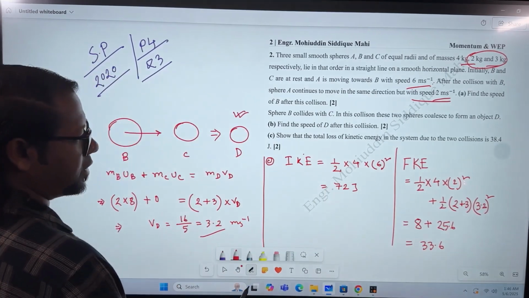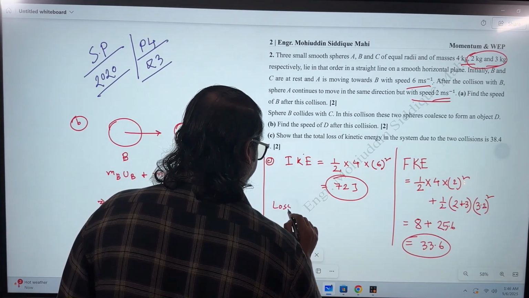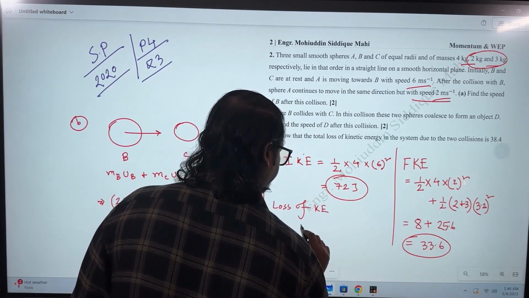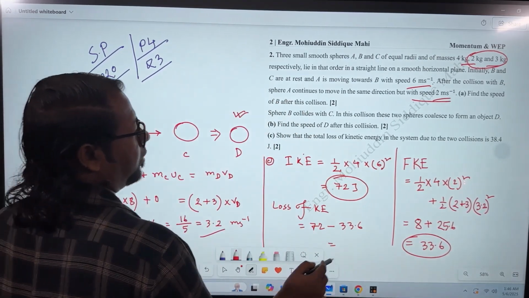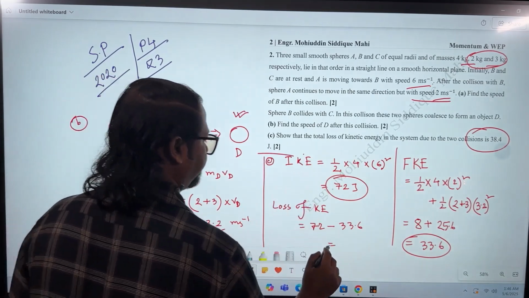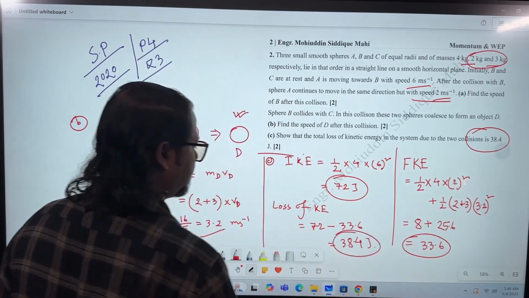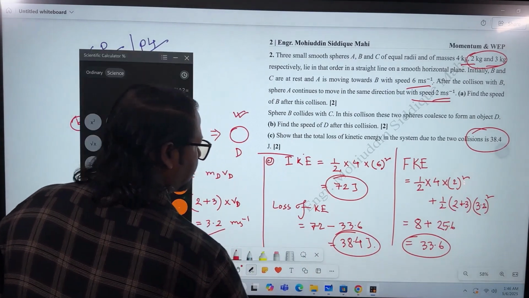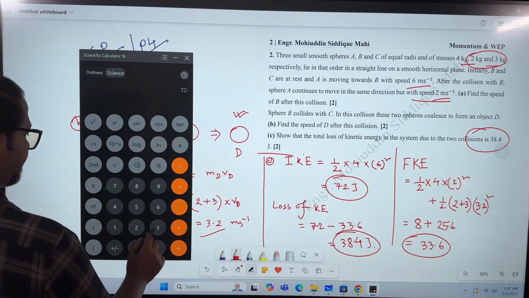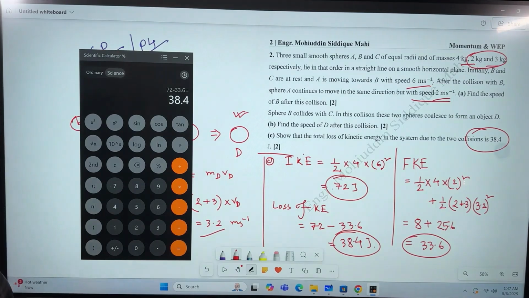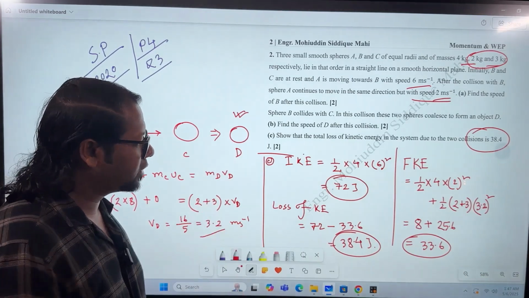So loss of kinetic energies, initial kinetic energy 72, final kinetic energy 33.6. That is 38.4 joule. So that will be the final answer. Just for confirmation, 38.4 joules. Okay, fine. So let me repeat question C.